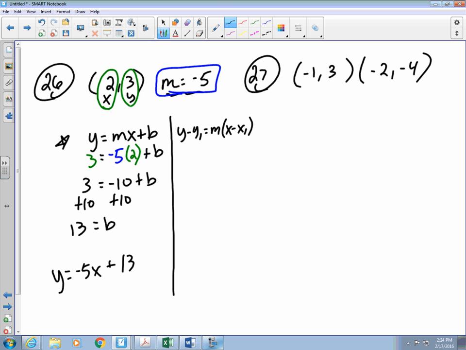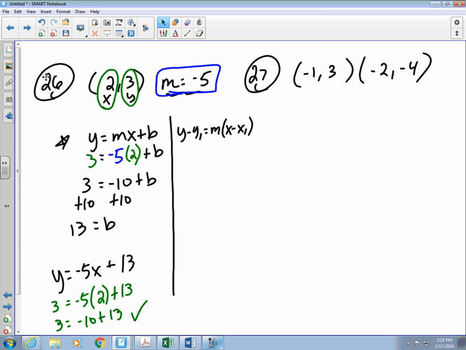And how do I check it? You can take (2, 3) and plug it in. So when I plug 2 in, do I get 3 out? So -5 times 2. Do I get 3 out of that? The answer is I do. I do get 3 because -10 plus 13 is 3. Check. So you should always be able to check that.